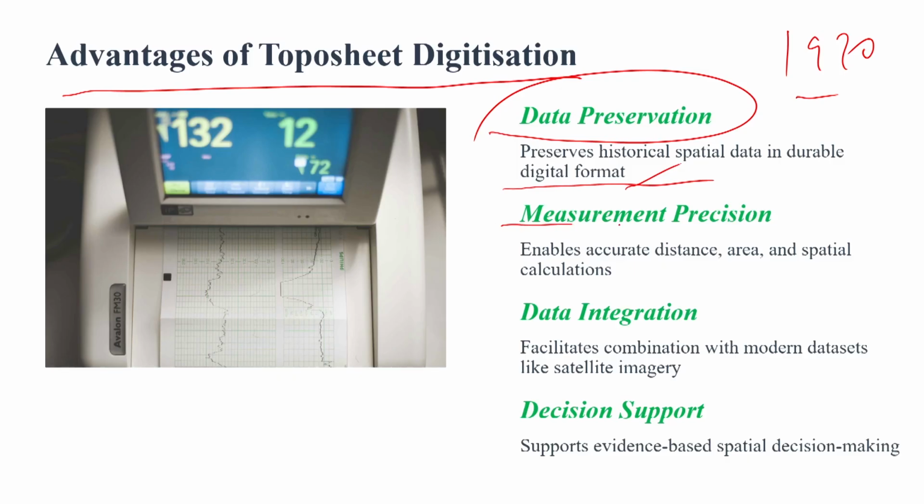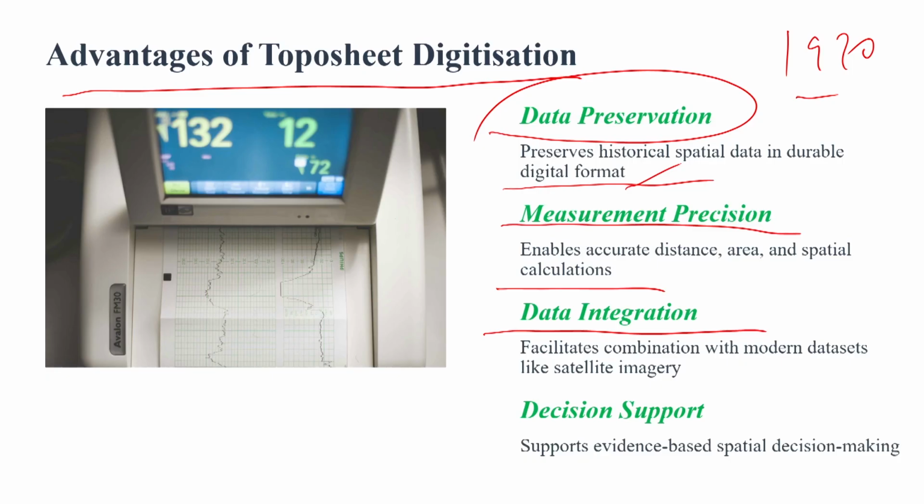Then measurement precision: we can measure accurately, such as the length of a road or the area of a water body. Then data integration: combining with other data, aerial images and satellite images, comparing them, and based on that we can make a good decision for the planner and sustainable developer. This is one of the main advantages of topo sheet digitization.